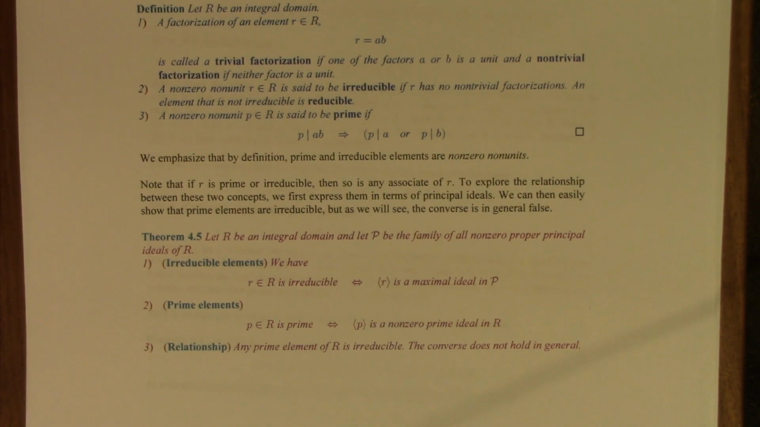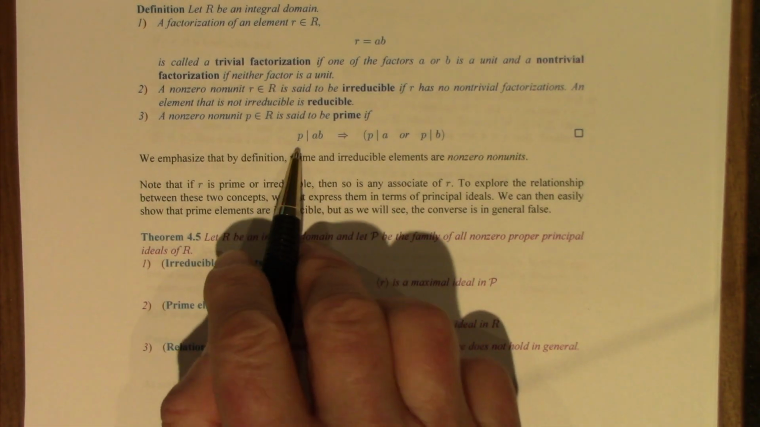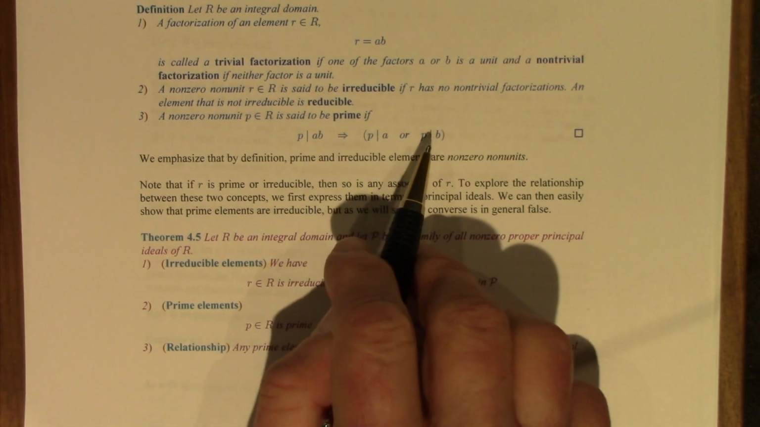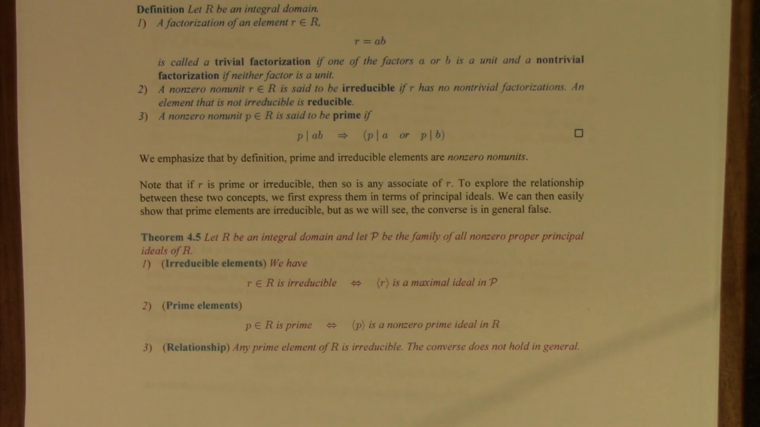A non-zero non-unit, p, is said to be prime if p divides a product ab, implies p divides one of the factors. Note carefully that both of these, irreducible and prime, they have to be non-zero non-units. If r is prime or irreducible, then so is any associate of r.